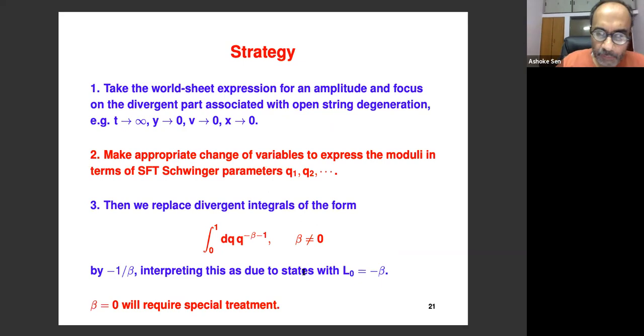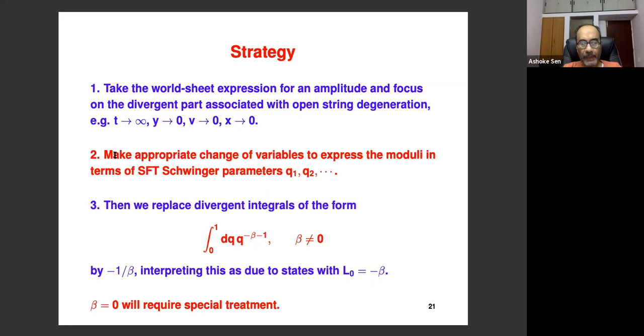So what is the strategy that we follow in string field theory? So here is the strategy. We first take the worldsheet expression for an amplitude, and the finite parts, of course, are well defined, so you don't have to worry about those. So we focus on the divergent part that are associated with the open string degeneration. For example, in the normalization factor, we have a divergence from t goes to infinity. In the calculation of this 2-point function, we have divergence from y goes to 0. And in the annulus 1-point function, we have divergences from v goes to 0 and x goes to 0.